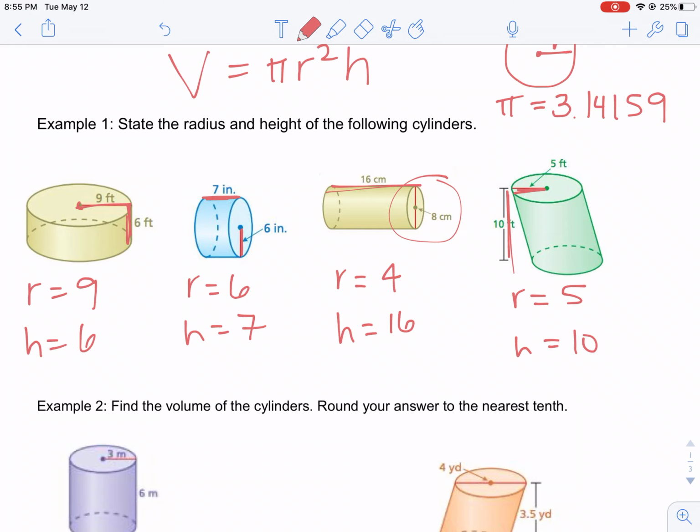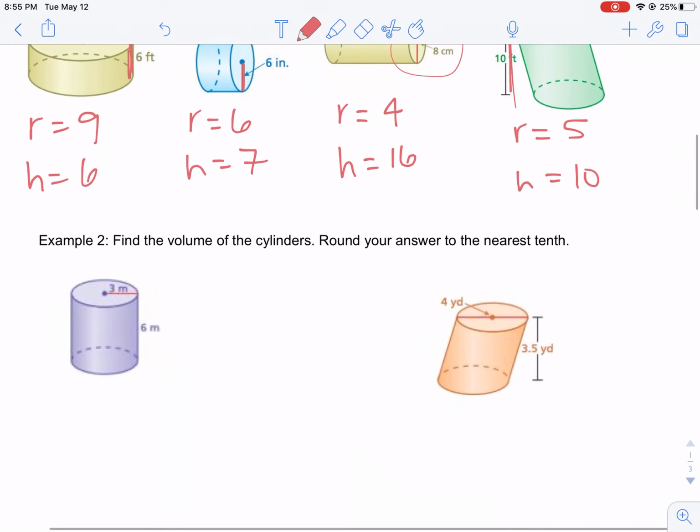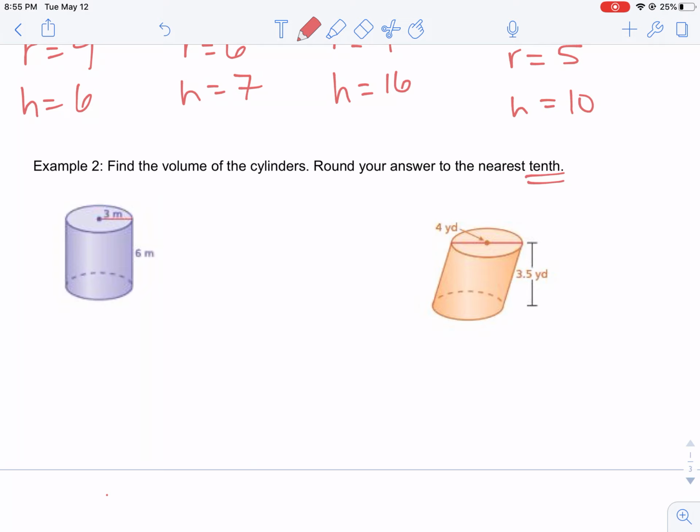All right, last 2 examples. We're going to find the volume of these cylinders and we're going to round to the nearest tenth. Okay, so when we are doing this, we're using the formula that volume is pi r squared times the height. So for pi, if you have on your calculator the pi button and you know how to use that, feel free to use that pi button. Otherwise, we're going to use pi as 3.14159. The radius is 3, and then the height is 6.